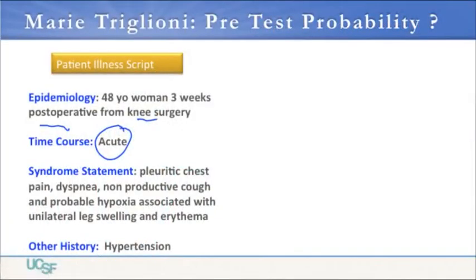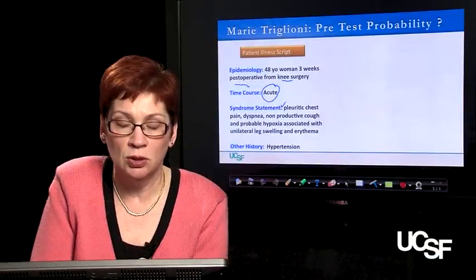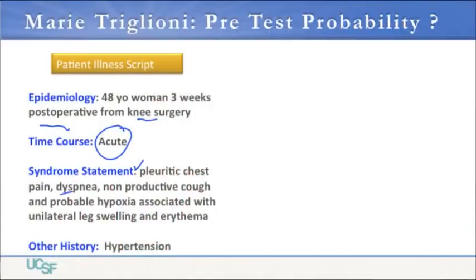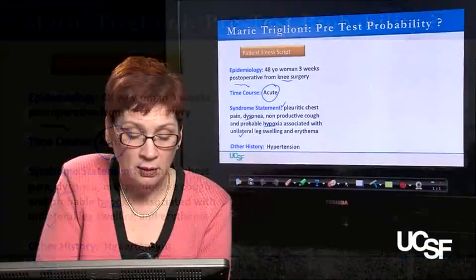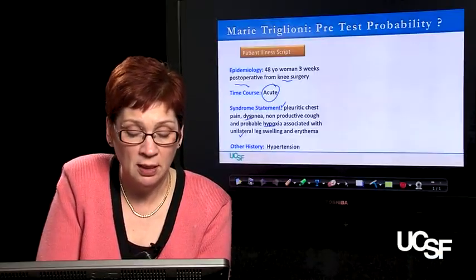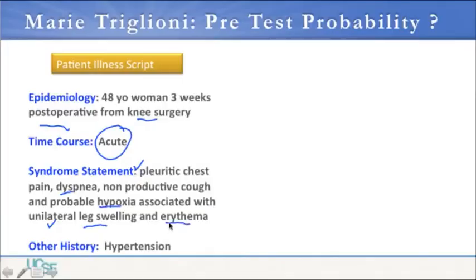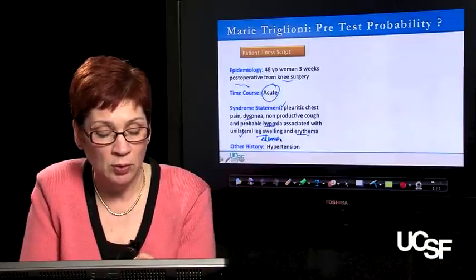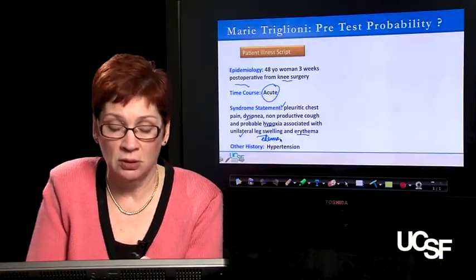Her syndrome statement is pleuritic chest pain. Her pain got worse with increasing breathing. Dyspnea, processed from shortness of breath and breathlessness. Non-productive cough. And probable hypoxia with that pulse ox of 94%. Associated with unilateral, distribution-based processing, leg swelling, and erythema, and we could call this edema if we wanted to process a little bit more. And her other past medical history is hypertension.